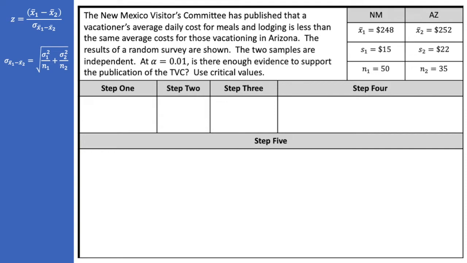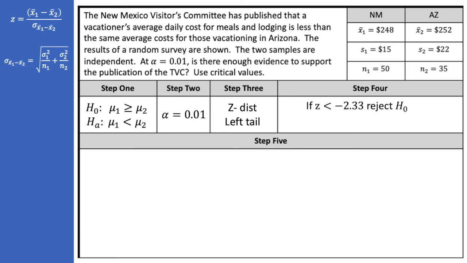Use critical values. So step one, of course, is our hypotheses. The null is that the average in New Mexico is greater than or equal to the average in Arizona. And the alternate is that the cost in New Mexico is less than the cost in Arizona. 0.01 significance level, we're doing a z-distribution left-tailed test. If z is less than negative 2.33, that's our critical value, we'll reject the null. If z is greater than or equal to negative 2.33, we'll fail to reject the null.